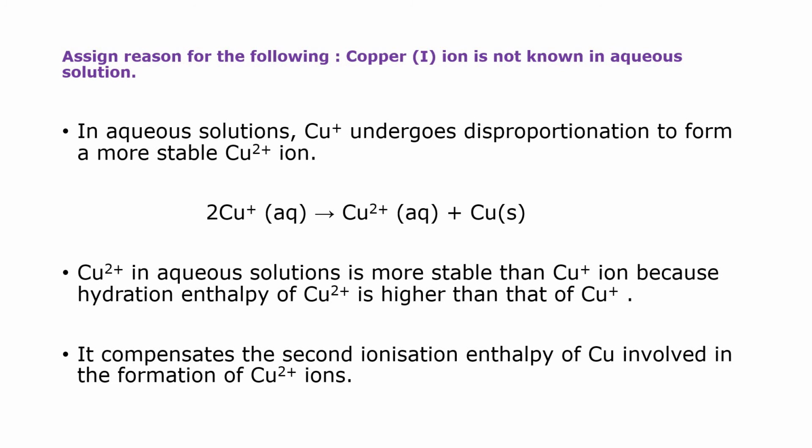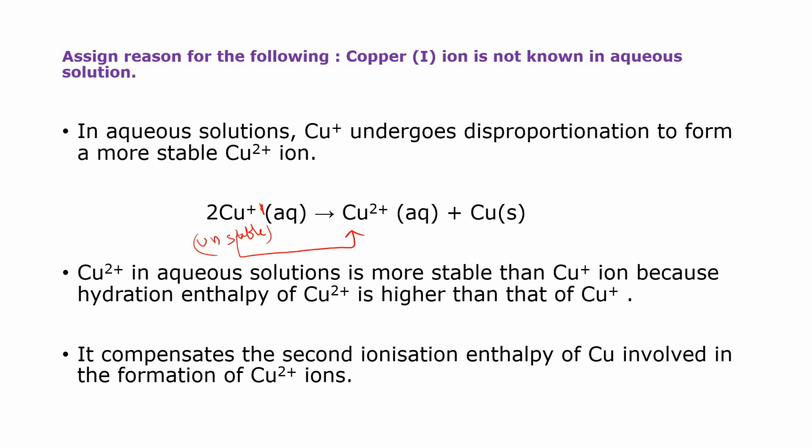Next, copper +1 is unknown in aqueous solution, isn't it? In the water solution, copper +1 is unknown. We don't get that one. What is the reason they are asking here? Copper +1 is readily converting into copper +2. So it is unstable in water, in the aqueous state.